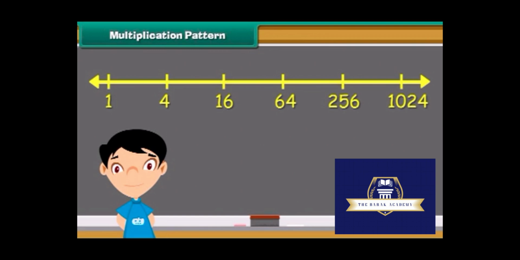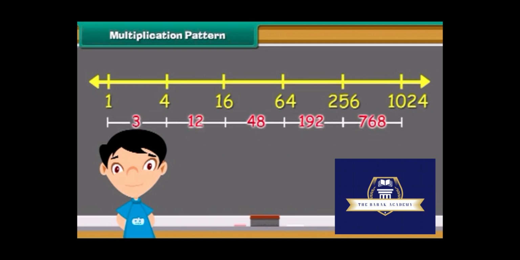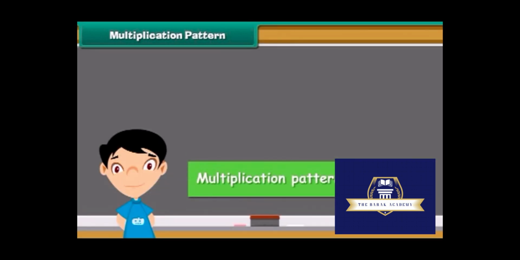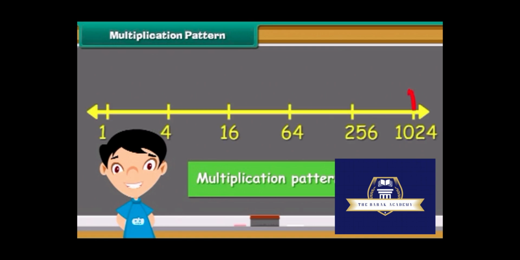Look at the pattern given here. 4, 16, 64, 256, 1024. The differences between 2 numbers in the series are varying. The differences are 12, 48, and 192. This means they do not follow an addition or subtraction pattern. The pattern followed is called a multiplication pattern. In this pattern, the next number is obtained by multiplying the number by 4.